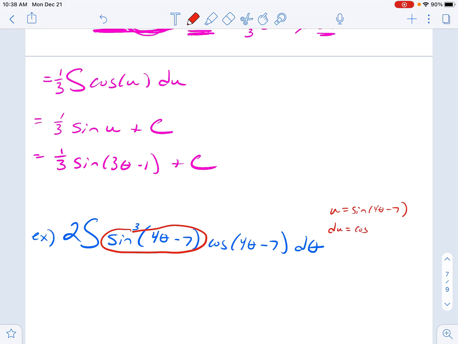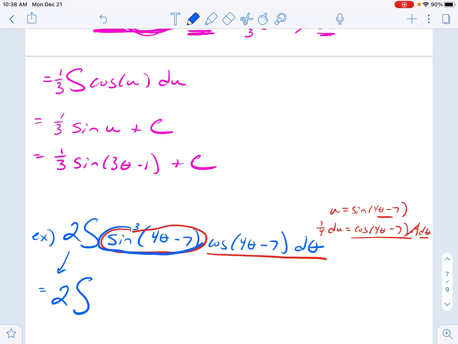Du, we got to use the chain rule. Derivative of sine is cosine 4 theta minus 7 times the derivative of the inside, which is 4. Well, I have a cosine 4 theta minus 7 there, so I'm going to bring the 1/4 over to the du side. Let's put this together slowly. Out front I have a constant of 2 that I'm not doing anything with. In the integral, this is my u being raised to the 3rd power. This is my 1/4 du.